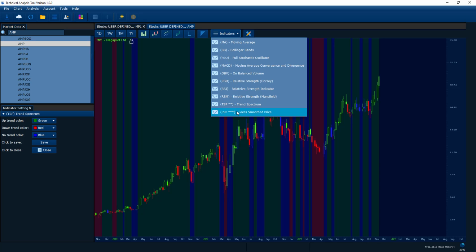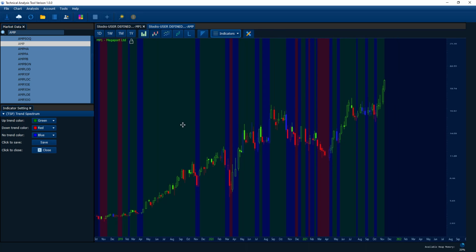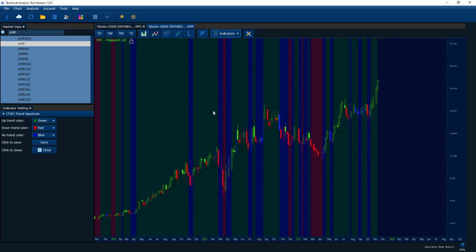We're still doing a lot of research on this type of indicators. If it's mature, we will let all the users know. But the TSP, the trend spectrum, is a mature indicator. As you can see, when you see the spectrum, it has 3 colors appear. Let's explain what that means.